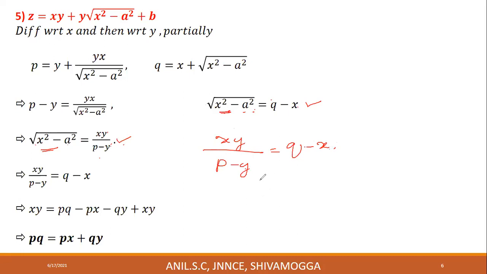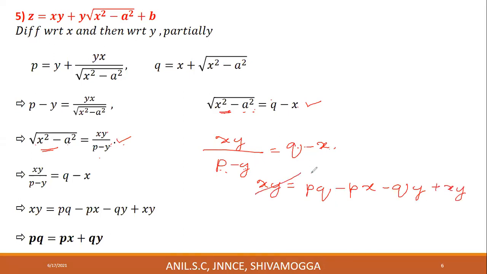Rest is very simple. xy is equal to, now multiply, p into q is pq, p into minus x is minus px, minus y into q is minus qy, minus y into minus x is plus xy.